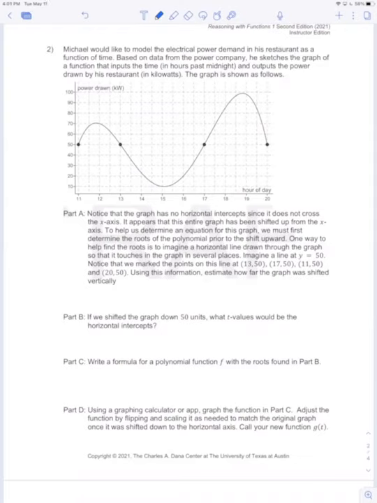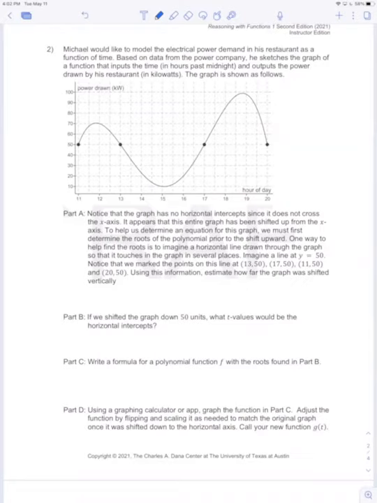Imagine a line at y equals 50. Notice that we marked points on this line at 11.50, 13.50, 17.50, and 20.50. Using this information, estimate how far the graph was shifted vertically.